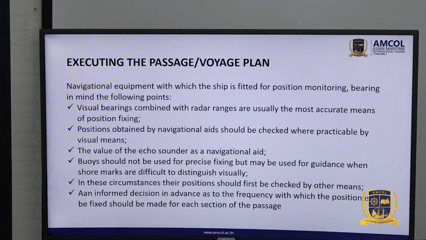Buoys, as I mentioned, should not be used for position fixing. In these circumstances, their position should be checked before you use them. An informed decision in advance on the frequency at which the position is to be fixed should be made for each section of the voyage.